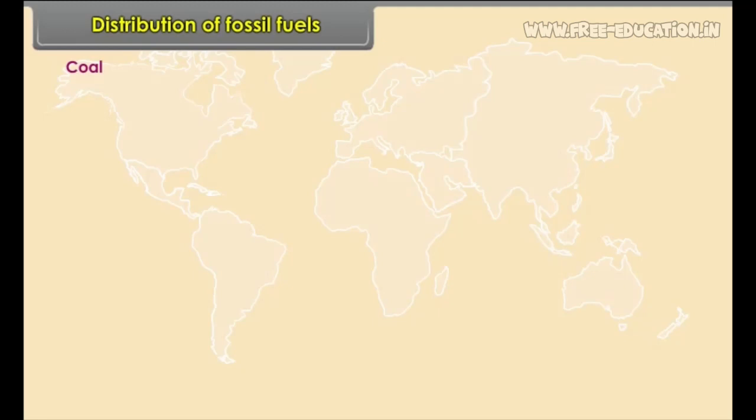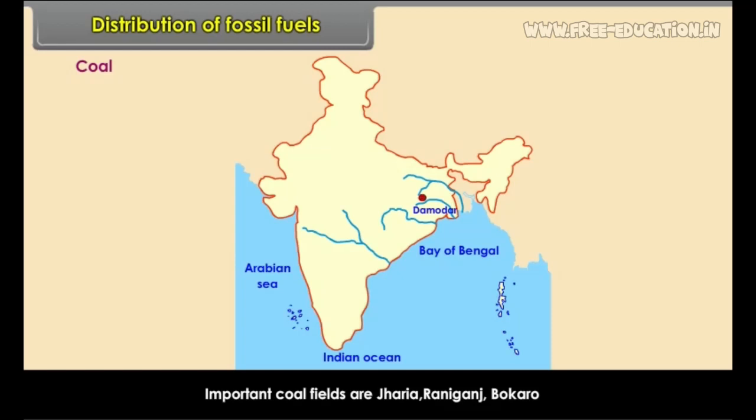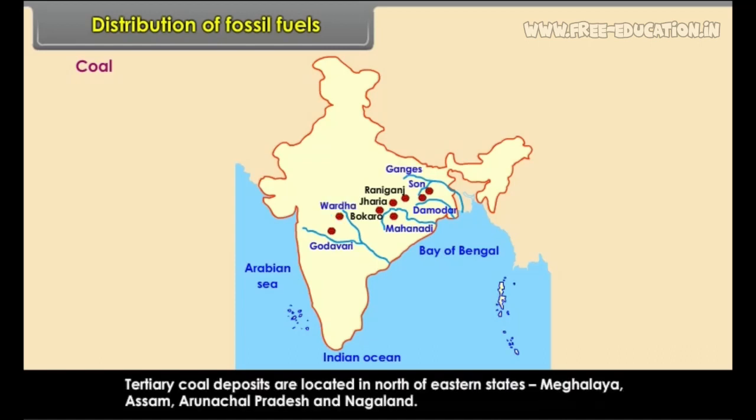Coal. World distribution: Russia, USA, China, Australia, parts of Western Europe, South Africa and India. In India, Gondwana coal deposits are located in Damodar Valley, Jharkhand and West Bengal. Important coal fields are Jharia, Raniganj, Bokaro. Other coal fields are Godavari, Mahanadi, Son and Wardha valleys. Tertiary coal deposits are located in northeastern states: Meghalaya, Assam, Arunachal Pradesh and Nagaland.